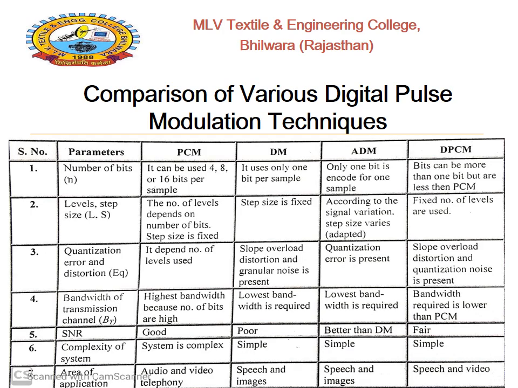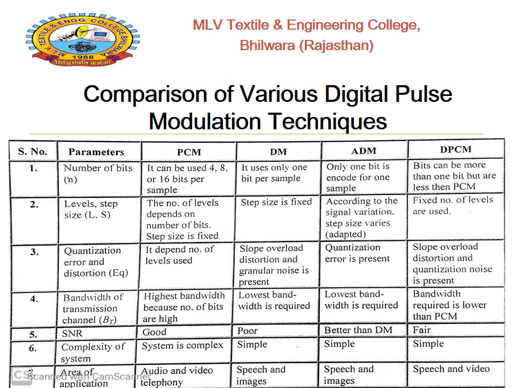The next PPT will represent the comparison of various digital pulse modulation techniques. The various parameters are number of bits, level or step size, quantization error or distortion, transmission channel bandwidth, SNR, complexity of system, and area of application. So the first parameter to consider is the number of bits.